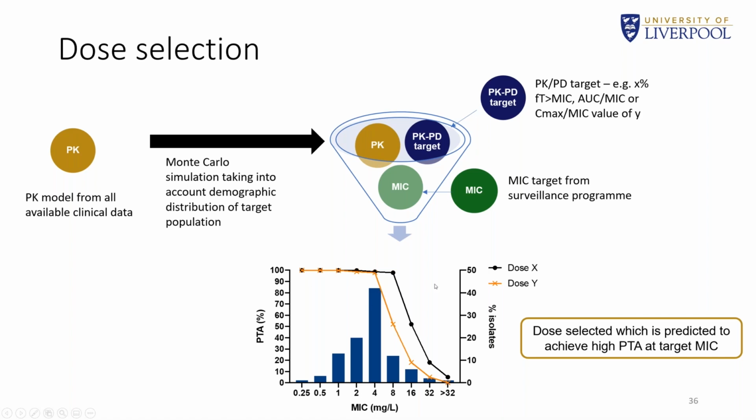And generally what we're doing is we're looking at different things. So we're looking at our different doses and overlaying them on the same plot. Actually, sometimes we might want to consider different targets, you know, a target for stasis or a target for 1 log kill, and again, overlay the PTA on the same plot. And what we're going to do is want to select a dose that is predicted to achieve high PTA at your target MIC.